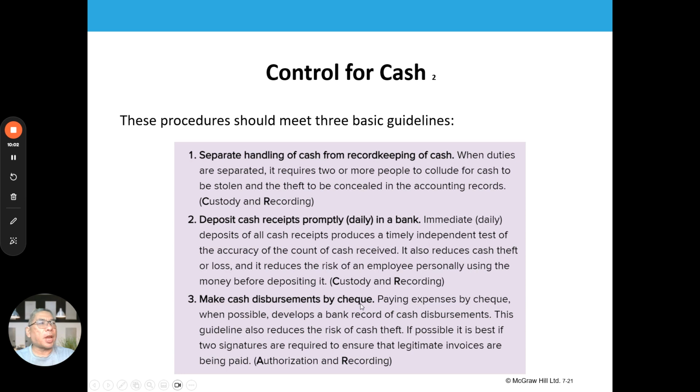Make cash disbursements by check. All the cash disbursements that are over, let's say $1,000 or $500, must be done by check. So people cannot swindle it. Okay. All right.